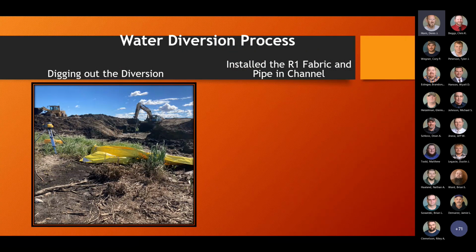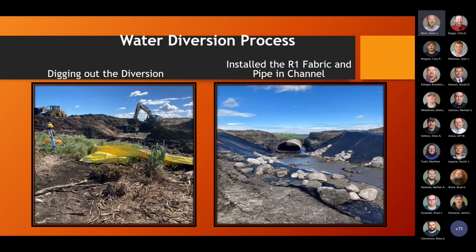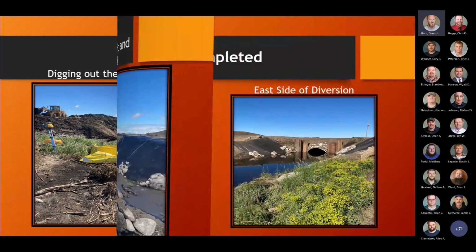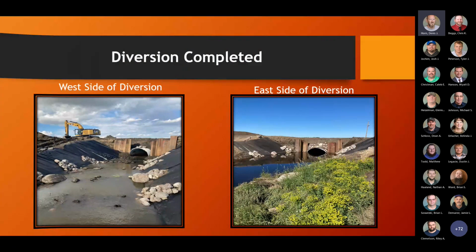The diversion was installed on the north side of the bridge. The contractor dug out the channel and lined it with R1 fabric, which they glued all the seams together. After it was installed, they placed rock on all the fabric seams for extra protection in the channel. They backfilled and installed sheet pile to hold material back, since they still needed to drive across to get to the project location from the north side, as you can see.